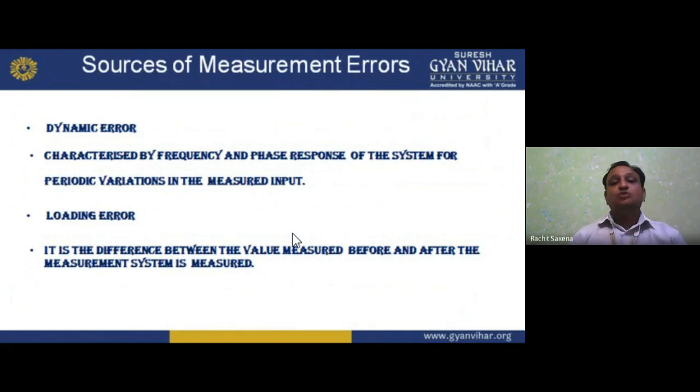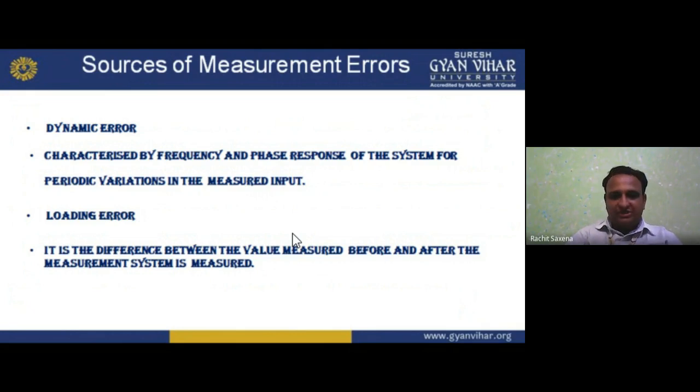Then we have the sources of measurement error. First we have the dynamic error, which changes with respect to time. It is different from static error. It changes whenever we make connections, when we have the experiment, making the connections of a circuit, applying the measuring instrument. We have dynamic error all the time. It is characterized by the frequency and phase response of the system for periodic variation in the measured input.